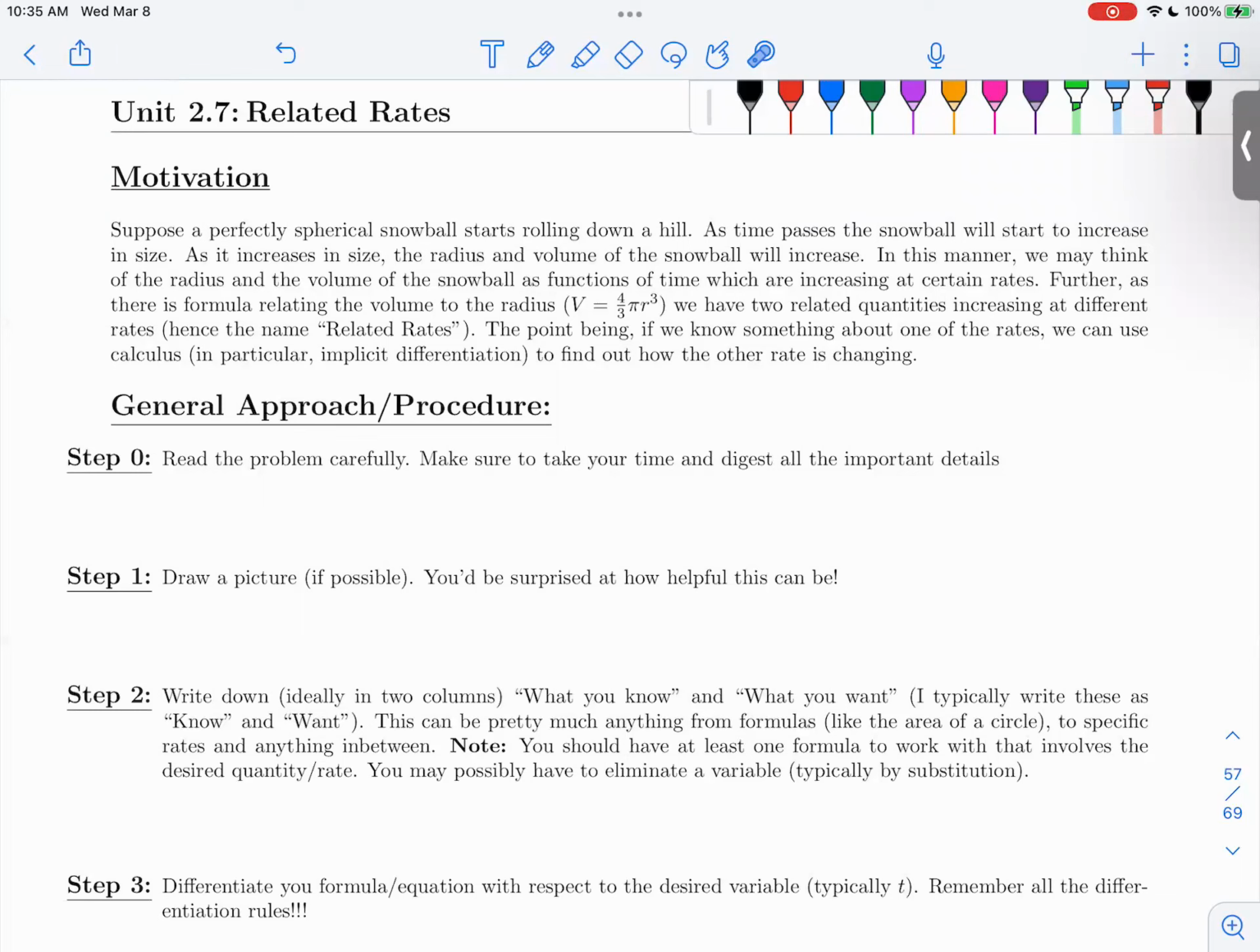Make sure you take the time to digest all the details, aka read the problem. I know it seems stupid for that to be a step of this process, but you'd be surprised at how your mind works when you're under pressure. When you're on an exam, you want to read things, you want to answer things as fast as possible. Don't do that with related rates problems. Take time to read it.